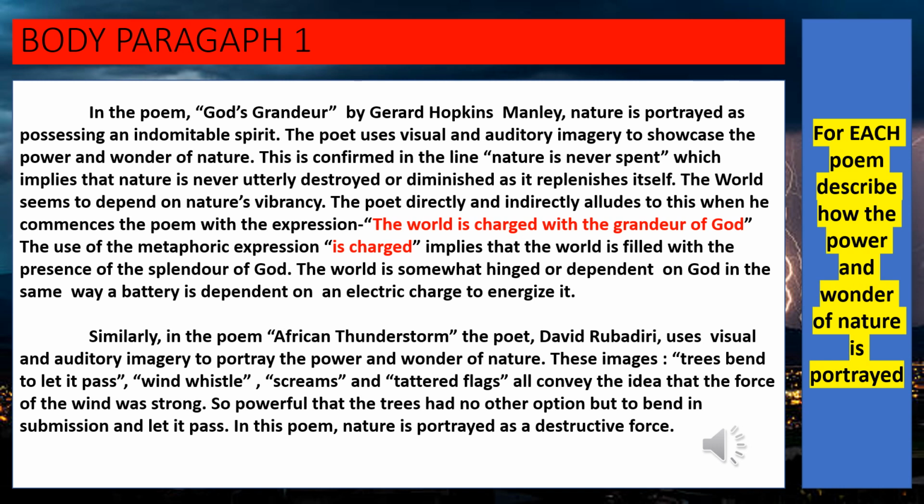Similarly, in the poem An African Thunderstorm, the poet David Rubadiri uses visual and auditory imagery to portray the power and wonder of nature. These images, "trees bent to let it pass," "wind whistled," "screams," and "tattered flags," all convey the idea that the force of the wind was strong, so powerful that the trees had no other option but to bend in submission and let it pass. In this poem, nature is portrayed as a destructive element.